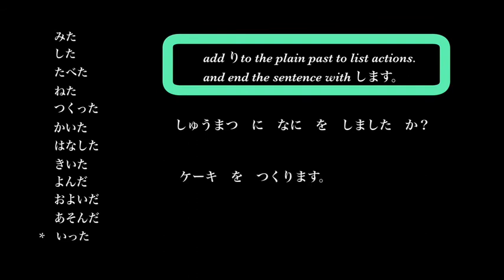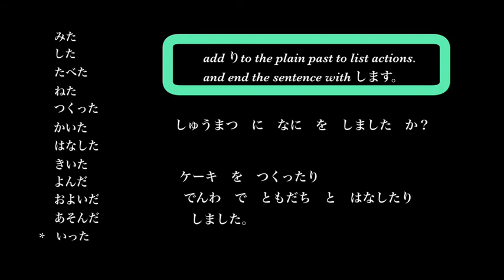Our answer might include ケーキを作ります, to make a cake. 電話で友達と話します, to talk to our friends on the phone. Change those verbs into the plain past. Add り, ケーキを作ったり、電話で友達と話したり、and finish with しました because it's in the past tense. And that would mean I did things like made a cake, talked to my friends on the phone. Things that I did in no particular order, but that just gives the person who asked the question an idea of the sorts of things you did on the weekend.